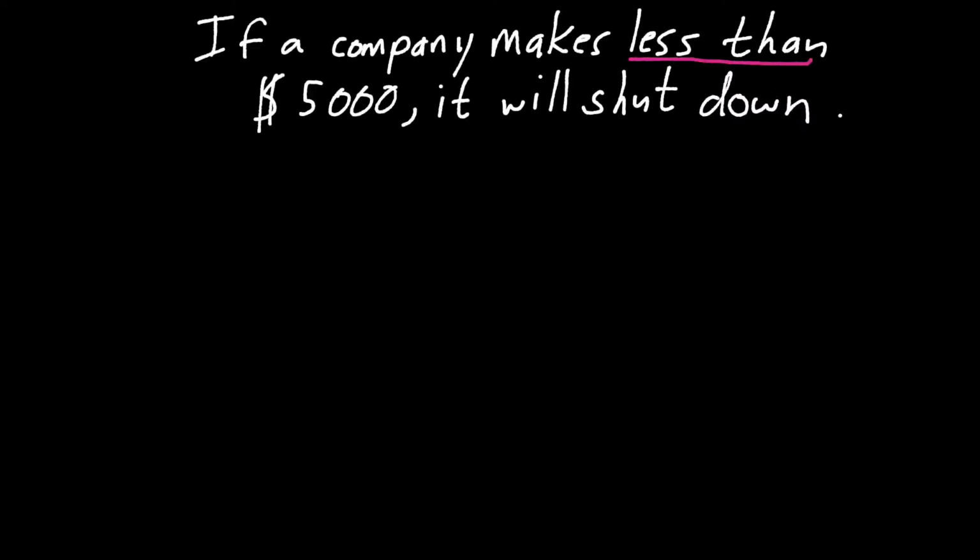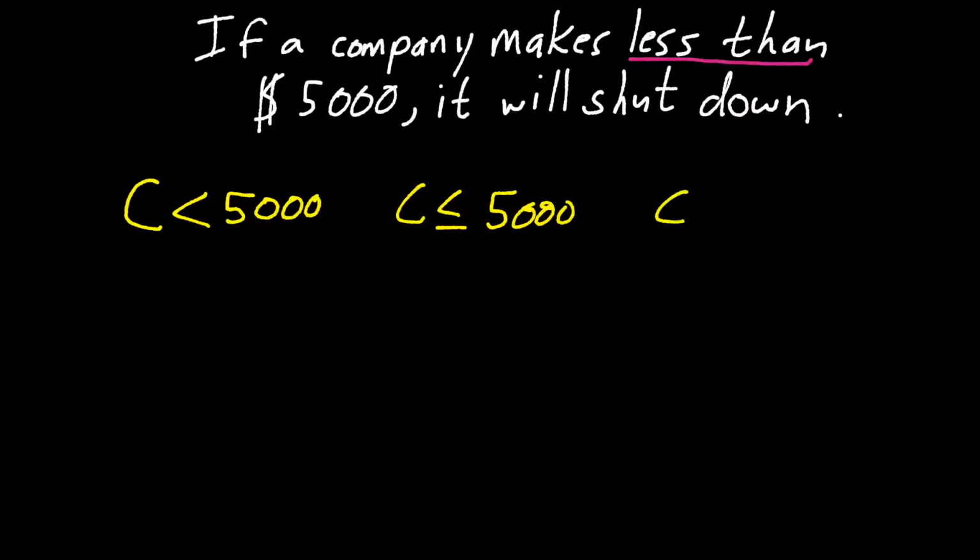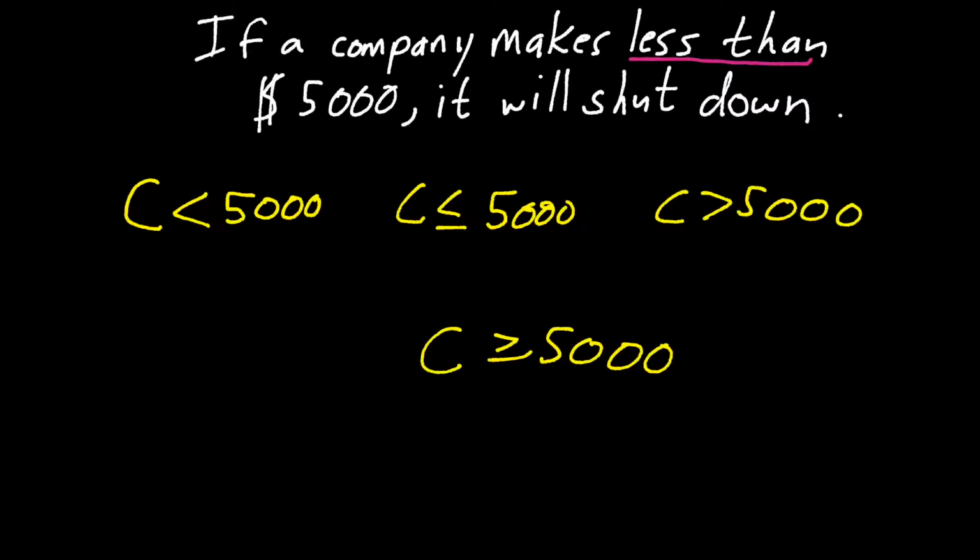So we could have, I'll call it C for company. C is less than 5,000. C is less than or equal to 5,000. C is greater than 5,000. And C is greater than or equal to 5,000.